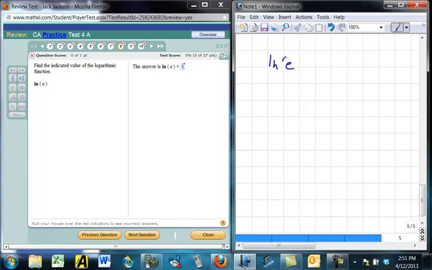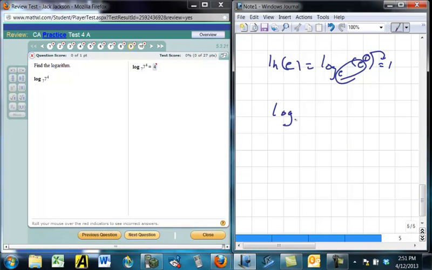Natural log of e, remember this is log base e of e to the first power. Well, when these are the same base, the power is the answer. So, in other words, when we're saying natural log of e, we're saying e to what power is e? And of course, the answer is 1.